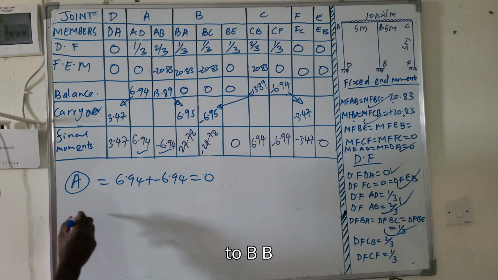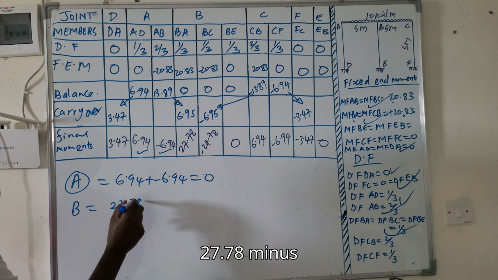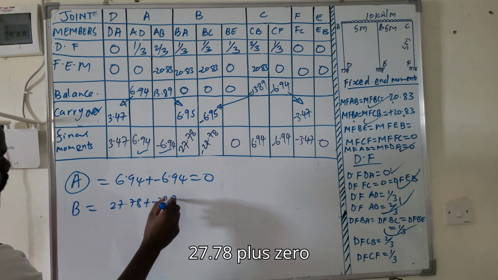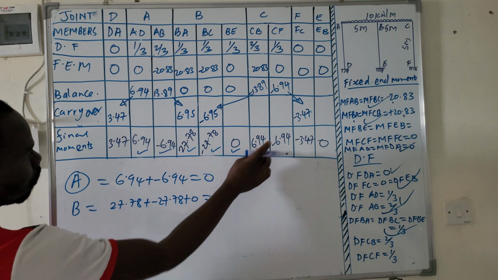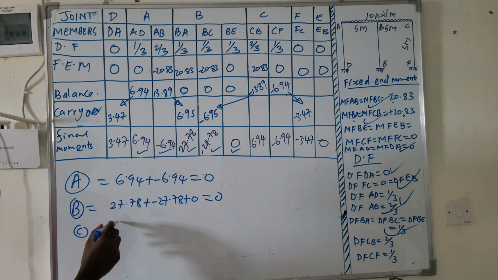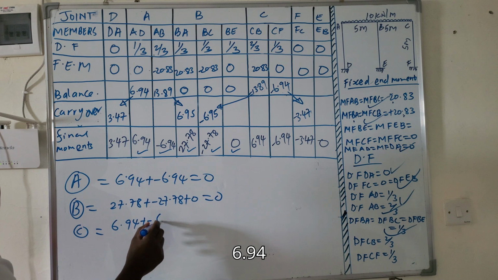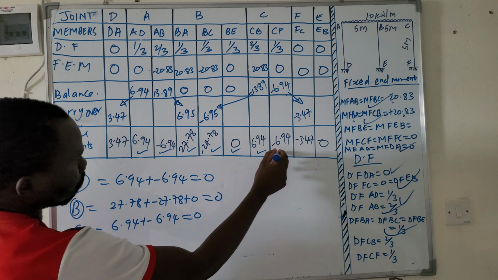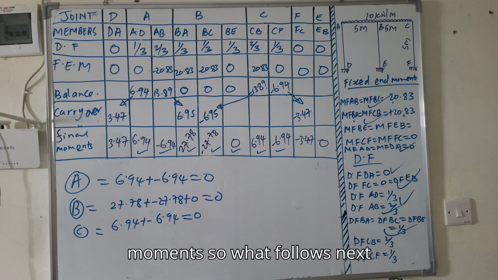We go to B. B, we have 27.78 plus minus 27.78 plus 0, 0. Correct. You come to this one. This is C. We have 6.94 plus minus 6.94. So 0. Correct. And that is our final moments.